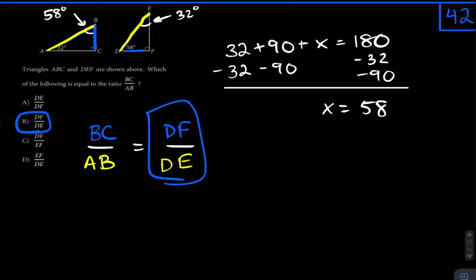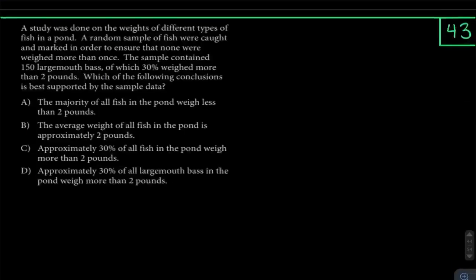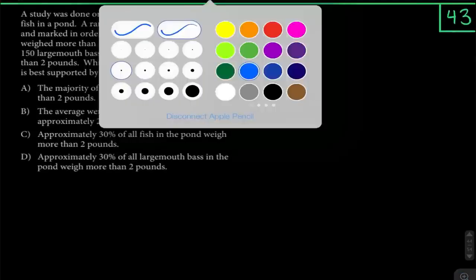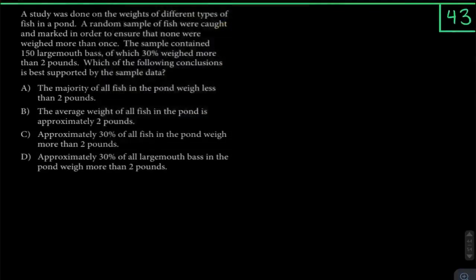Okay? Awesome. So moving on to problem 43 here, we have that a study was done on the weights of different types of fish in a pond. A random sample of fish were caught and marked in order to ensure that none were weighed more than once. The sample contained 150 largemouth bass, of which 30% weighed more than 2 pounds. Which of the following conclusions is best supported by the sample data?